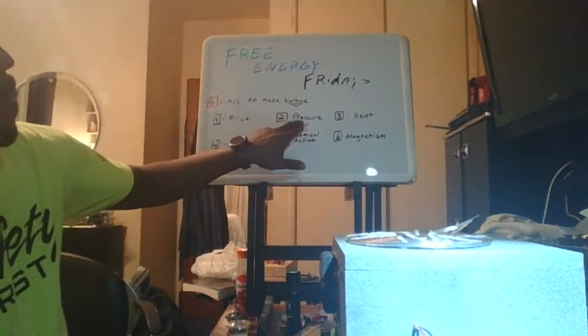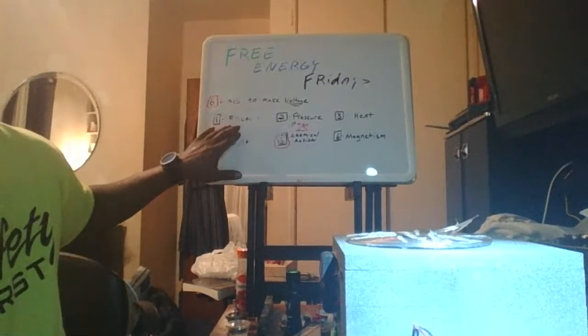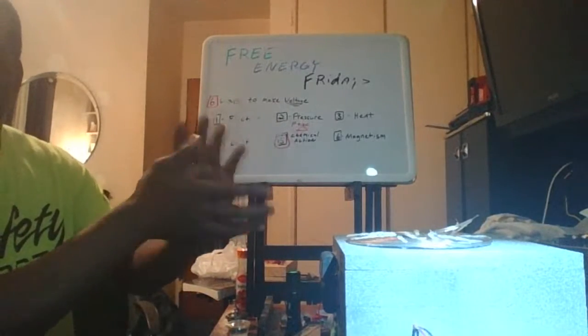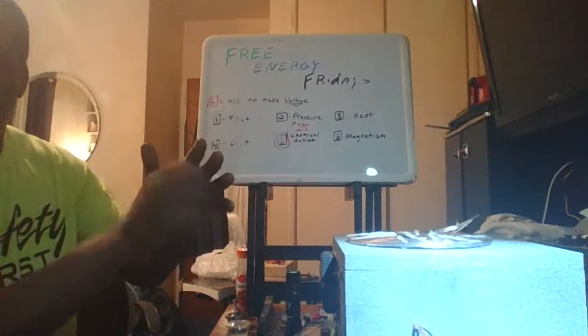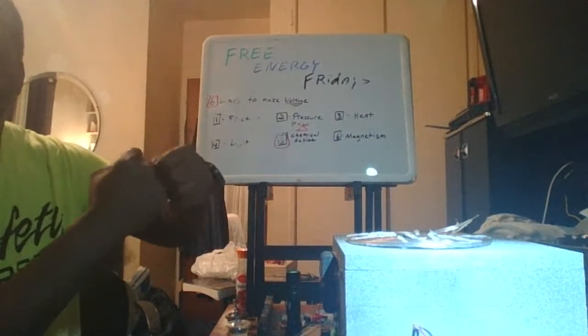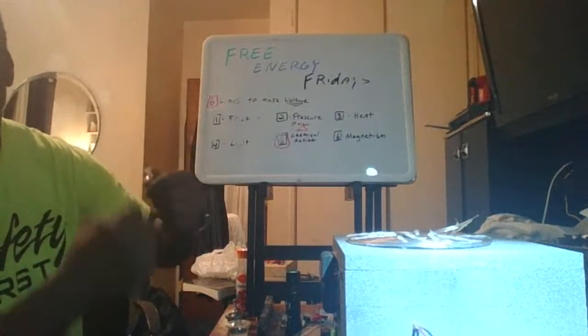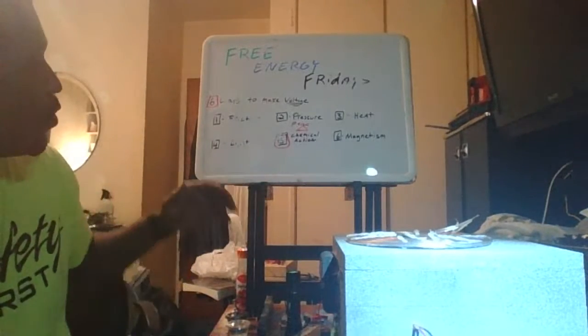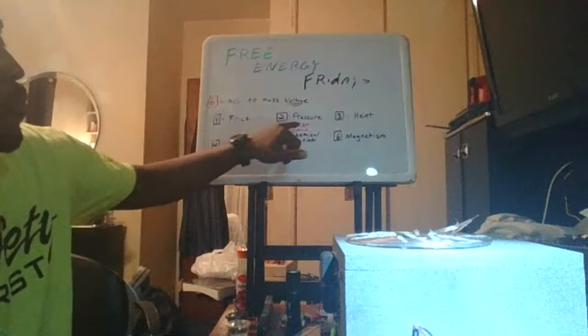Friction. Friction is like in a generator spinning with your carbon and copper. You got your copper spinning, you got carbon brushes, and it's creating a friction. There's other forms, but I'm just giving you one quick example.